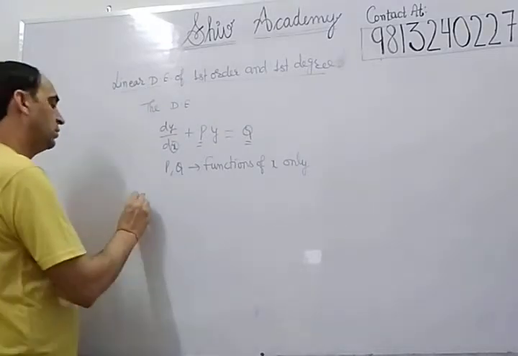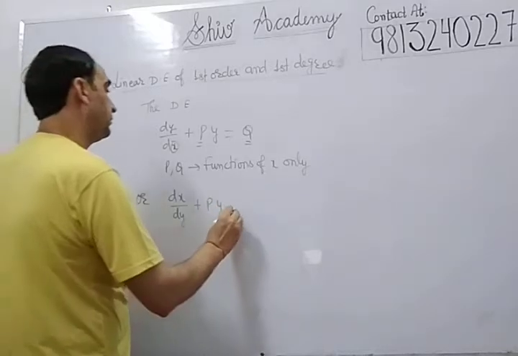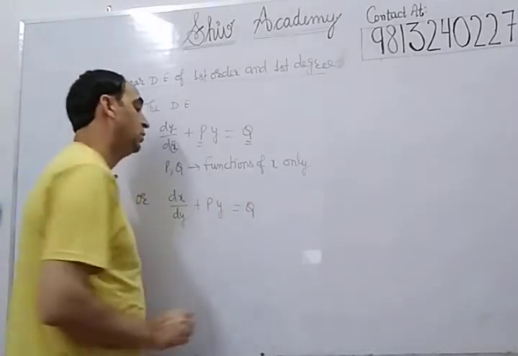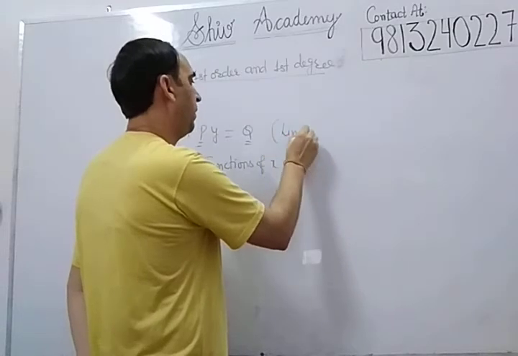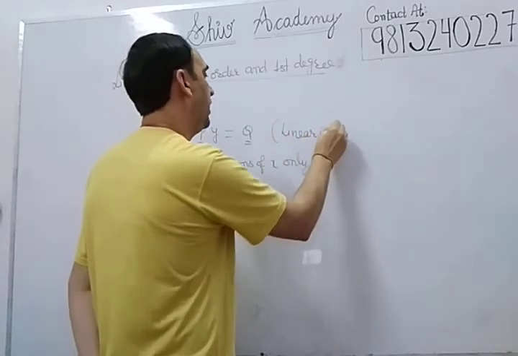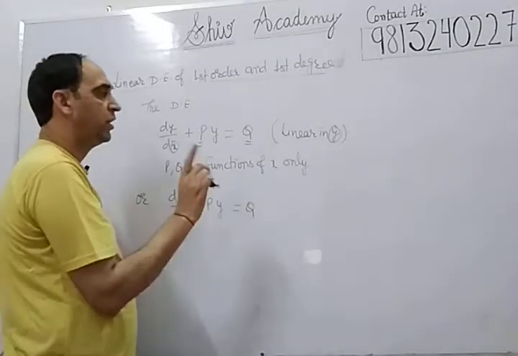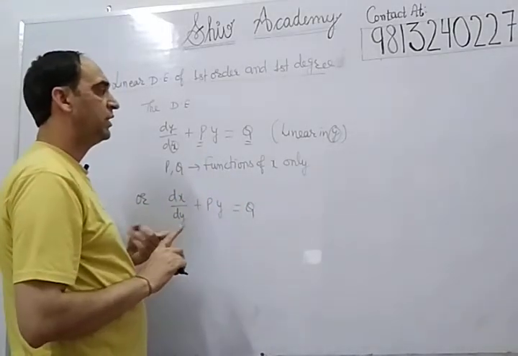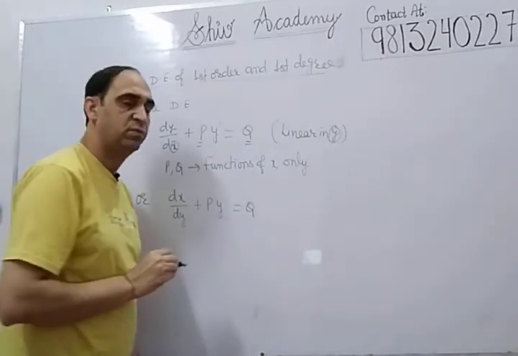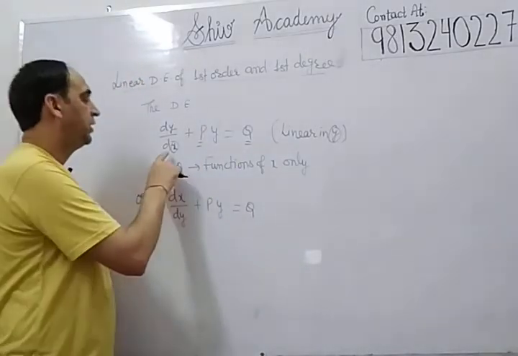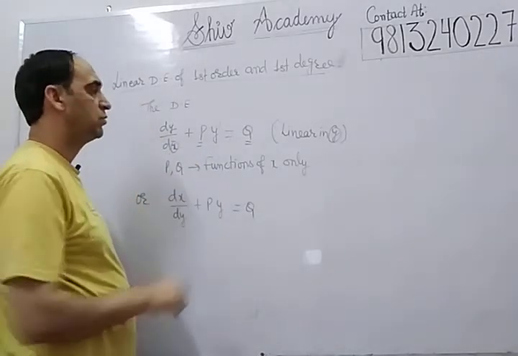Or another equation can be dx by dy plus px is equal to q. In the first equation it was linear in y. Here we always take the dependent variable. Because I told you the definition of linear differential equation also. In that case, degree of the dependent variable should be 1. Here degree of y is 1. Next, degree of its derivative should be 1, and the dependent variable and its derivative should not be multiplied. So it is linear in y.